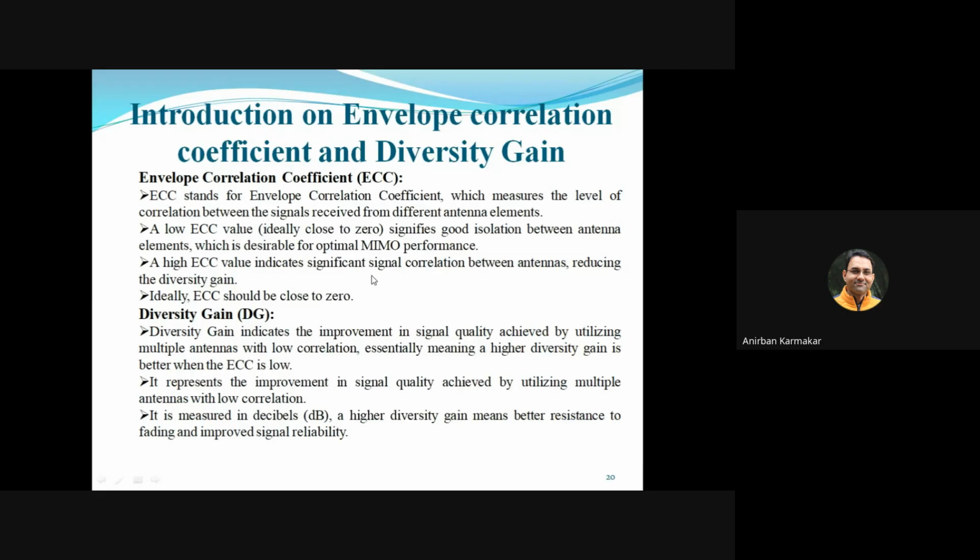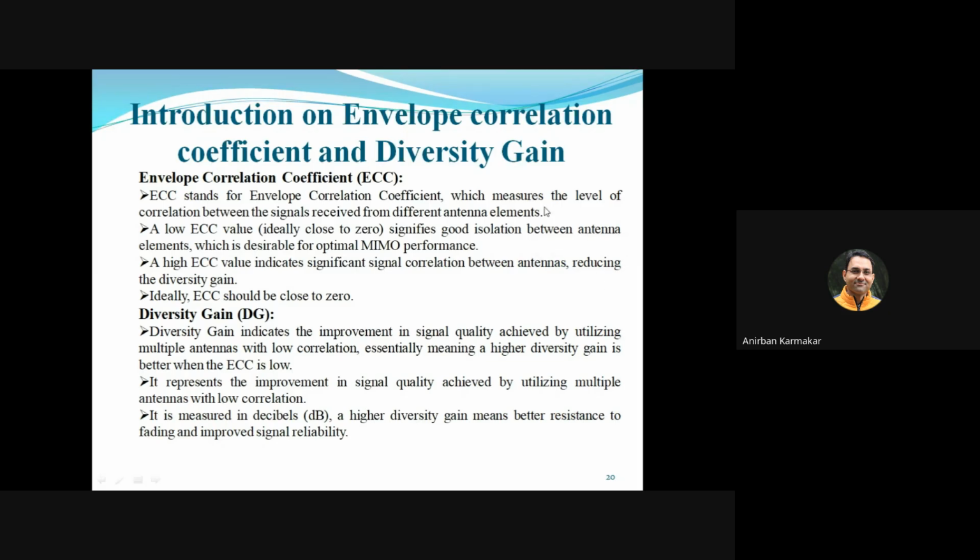A low ECC value, ideally close to 0, signifies good isolation between the antenna elements, which is desirable for optimal MIMO performance. A high ECC value indicates significant signal correlation between the antennas, reducing the diversity gain. Ideally, ECC should be close to 0. Another important term in the aspect of MIMO is called the diversity gain.